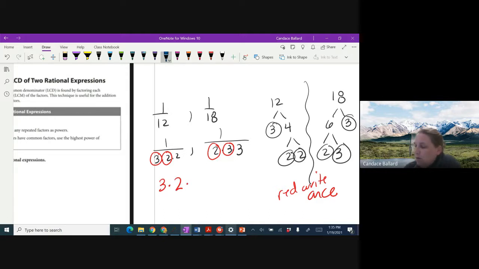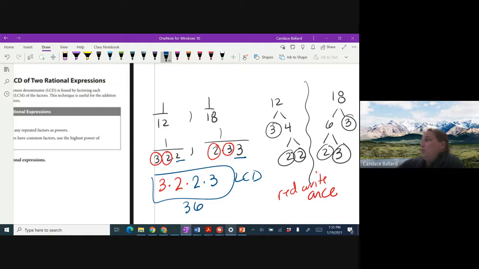Now I'm going to underline in blue. And everything I underline in blue gets written down. So 2 and 3. This is going to be your LCD. So my LCD of 12 and 18 would be what? 9 times 4, 36. So that was the elementary school version.